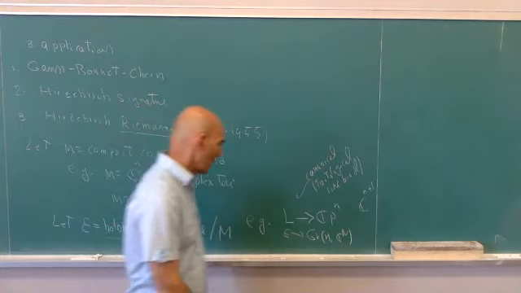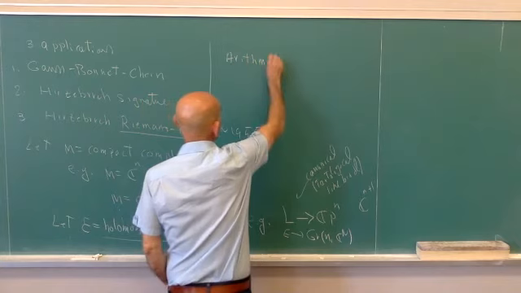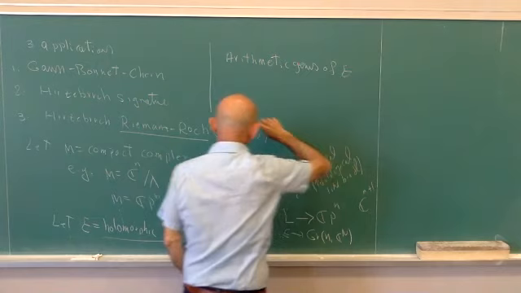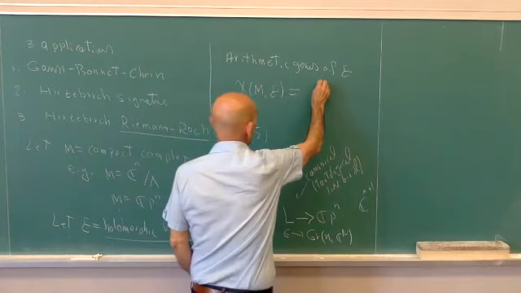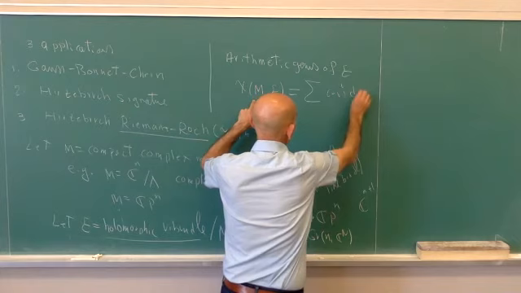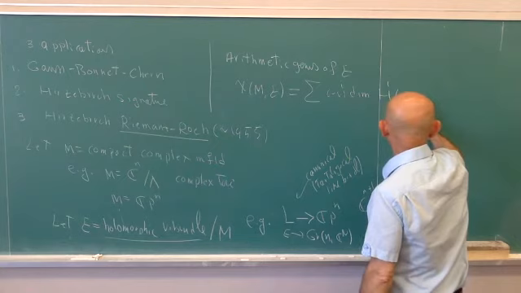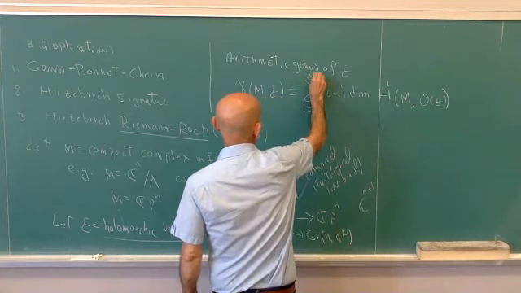Okay, so that's good. Then what you can do is define this thing called the arithmetic genus, the genus of E, with the map π: E → M. This is defined to be similar to the original Euler characteristic, but is defined to be the sum of (-1)^i times the dimension of H^i(M, O(E)), with i from zero to the dimension of M.